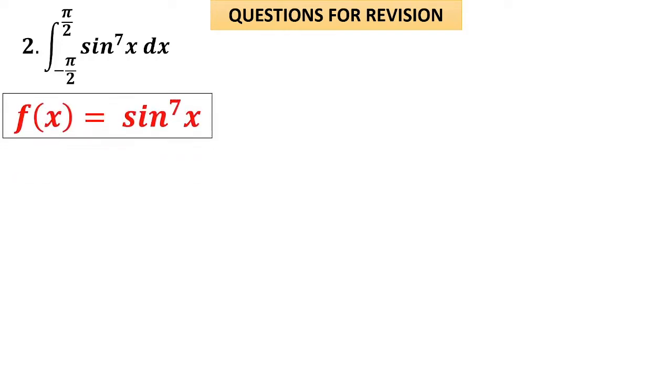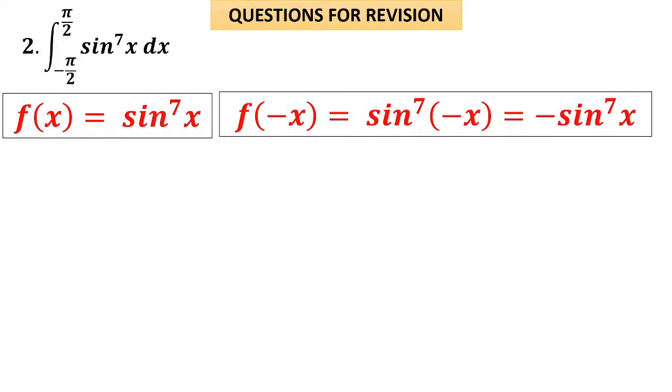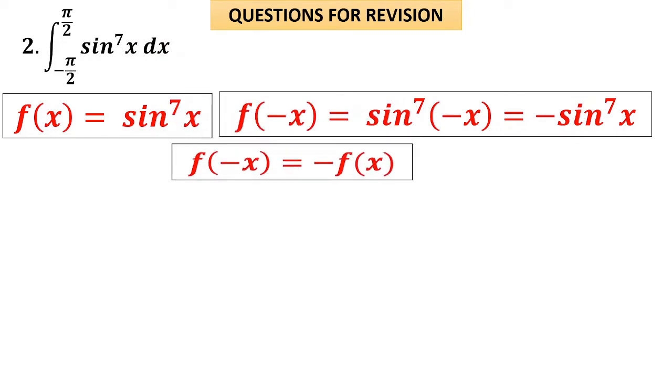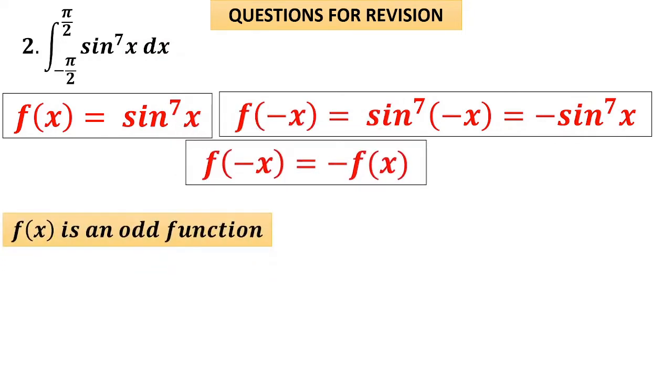As we are checking, f of x is sin power 7x. f of minus x is sin power 7 of minus x. Therefore, it will be sin of minus x whole power 7. Therefore, it will be minus sin power 7x. Therefore, it is an odd function. Therefore, what will happen for an odd function?